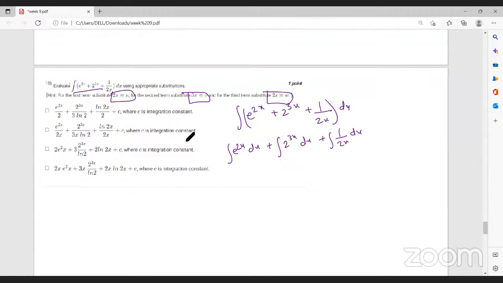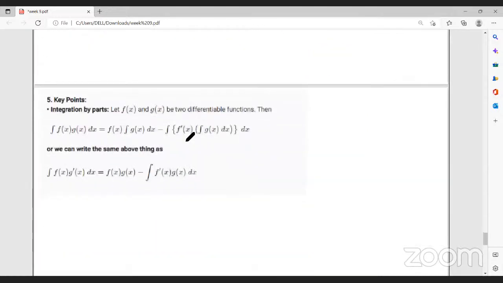You can try out this example. It is an easy one. You just have to substitute the value. Now about the integration by parts.